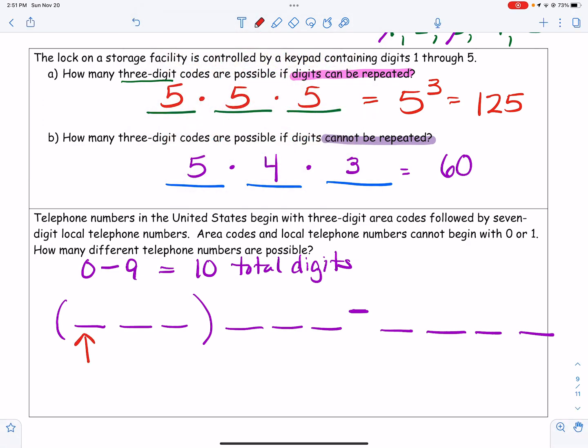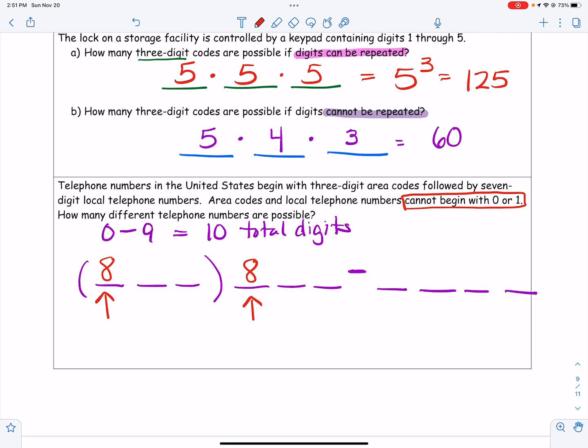This first blank of the area code and the first blank of the phone number cannot begin with a 0 or a 1. So that means that we have taken those choices down to only 8 because we can't have a 0 or a 1. But then we have phone numbers that can be repetitive. So then the remainder of these choices, they have 10 possible digits that you can choose from. And we are, again, always multiplying these options together.